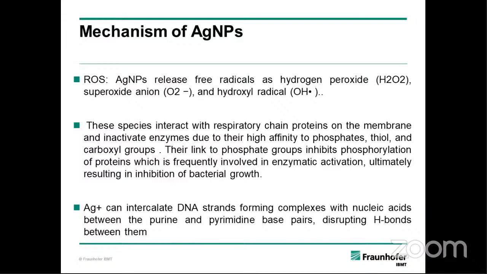Silver ions can interact with the DNA strand, forming complexes with the nucleic acid between the purine and the pyrimidine bases, and disrupt the hydrogen bonds. If the hydrogen bonds are disrupted, that will definitely result in DNA fragmentation.